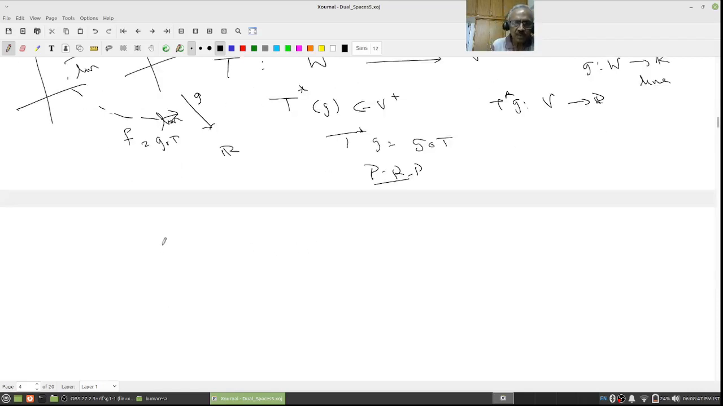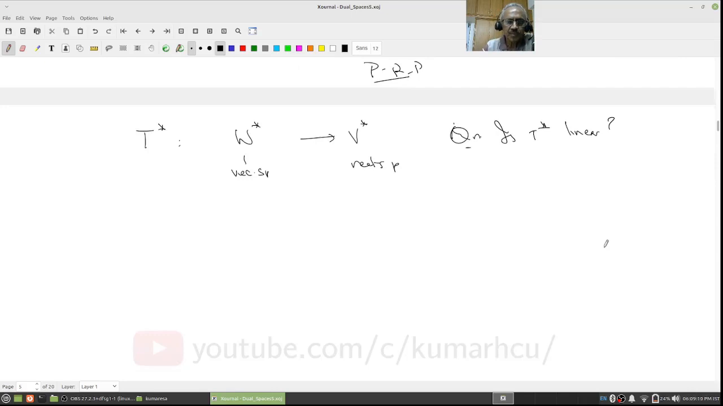Okay. So the question I want to ask is whether T star, this is a map from where to where? W star to V star. Right. But notice that this is a vector space. This is also a vector space. Therefore I can ask the question: is T star linear? You understand the question? Okay. The answer is yes.